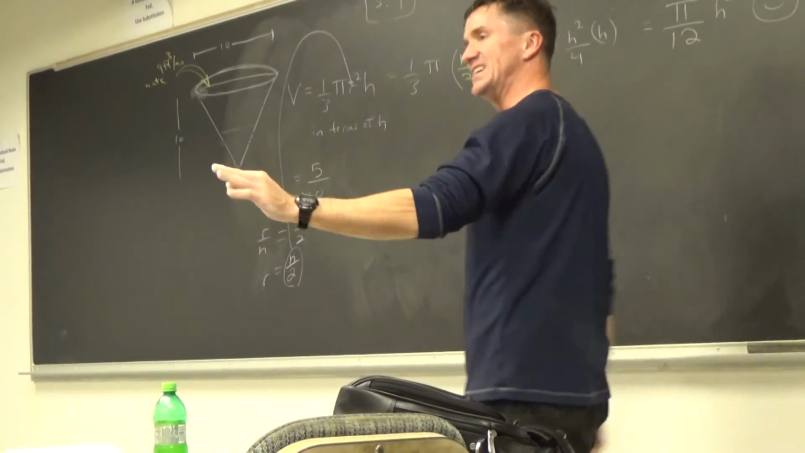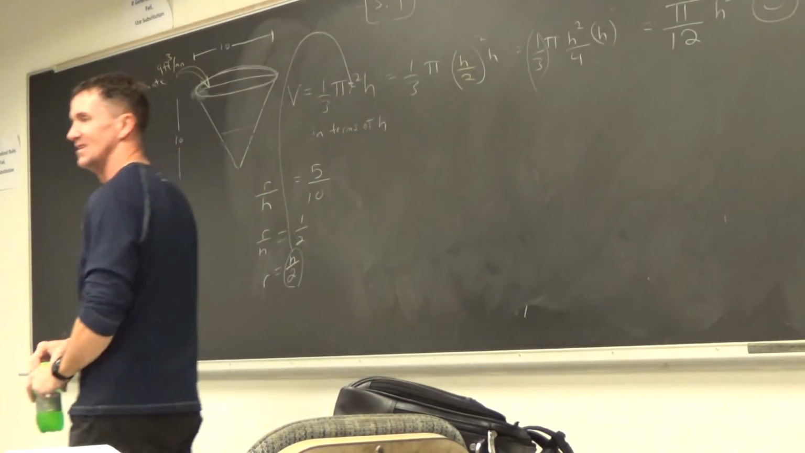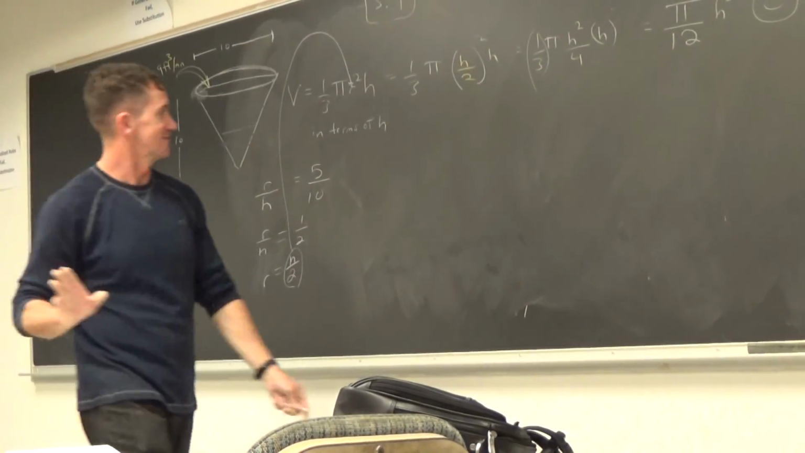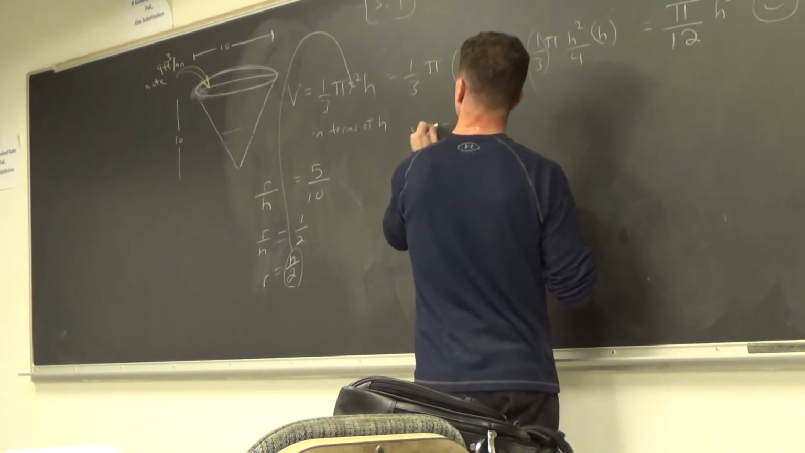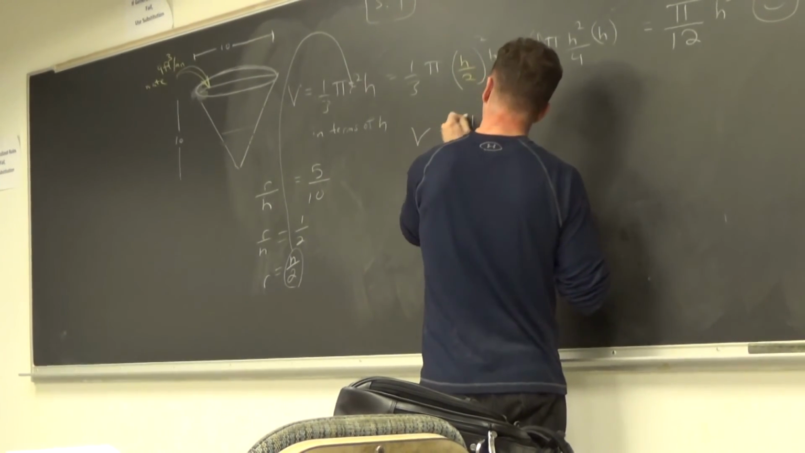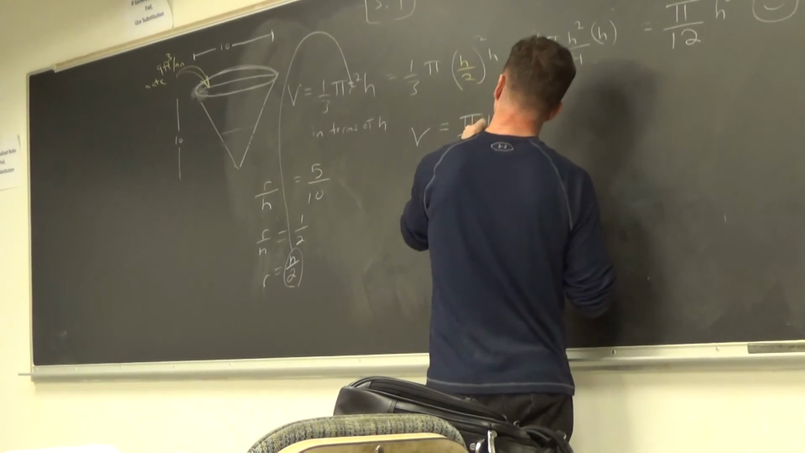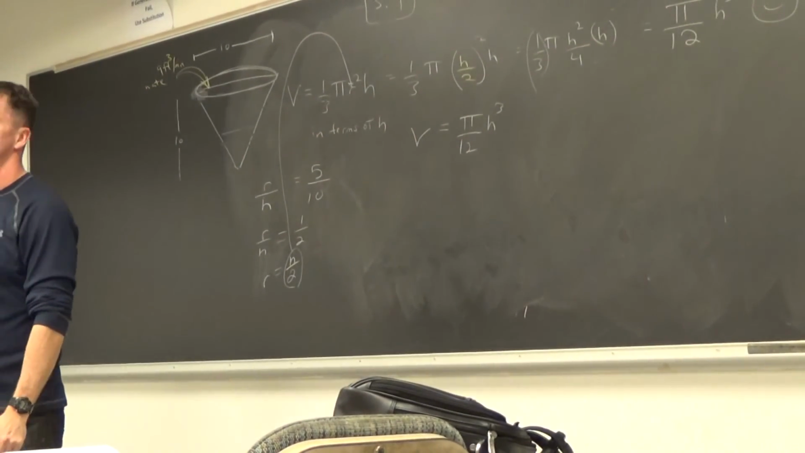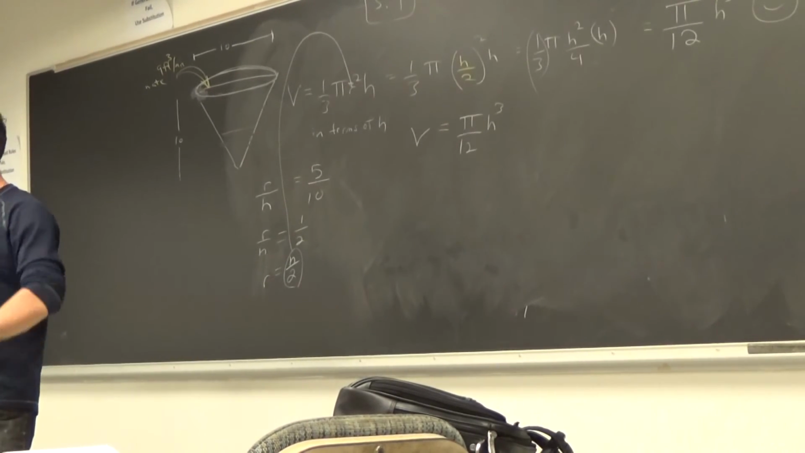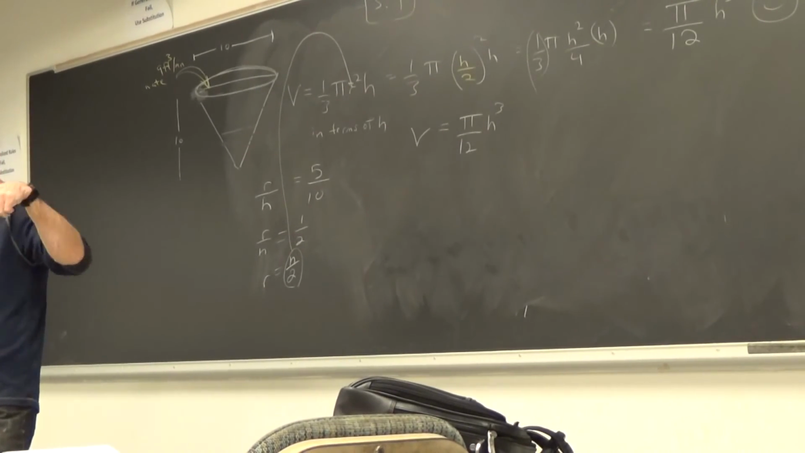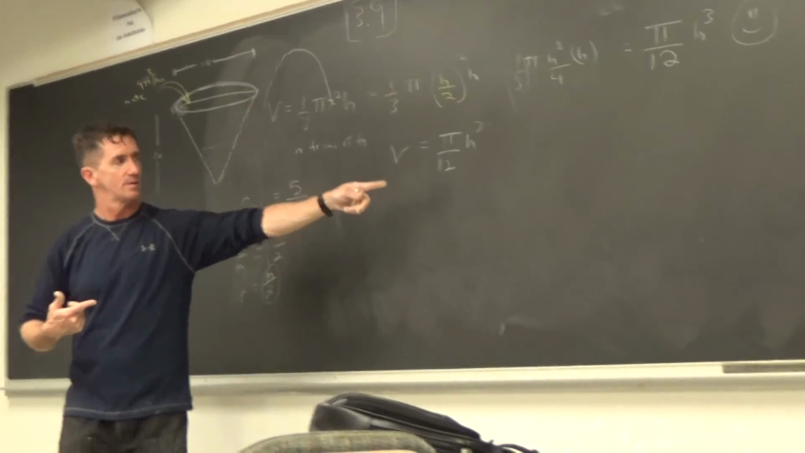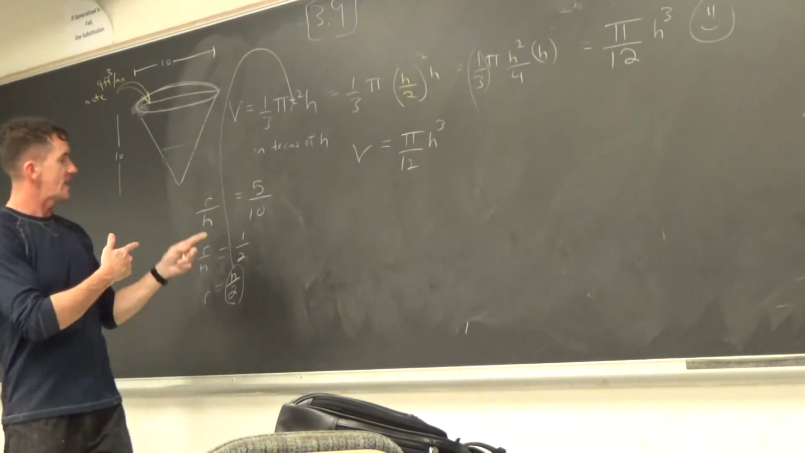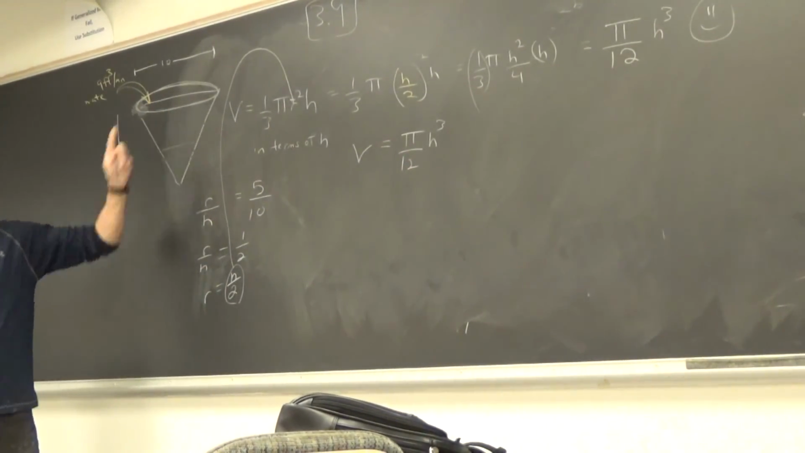I haven't done any differentiation yet, right? But let me rewrite this whole thing. What's volume equal to? Pi over 12 times h cubed. And the beauty of this is we've got one variable. We're saying volume is in terms of one variable. It's not an r and h number. And you can do that every time with every cone.